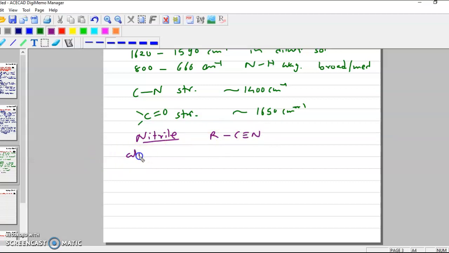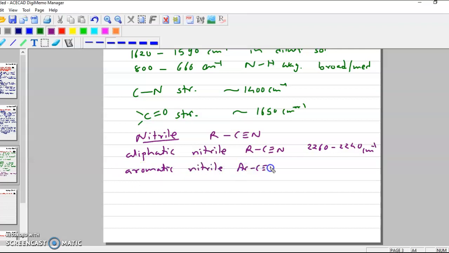If aliphatic nitrile, that means R will be an alkyl chain, R-C triple bond N, then it appears at 2260 to 2240 centimeter inverse. And in case of aromatic nitrile, that is Ar-C triple bond N, we will observe 2240 to 2220 centimeter inverse. This is because of the conjugation effect.